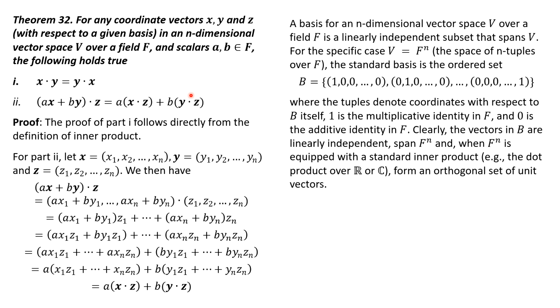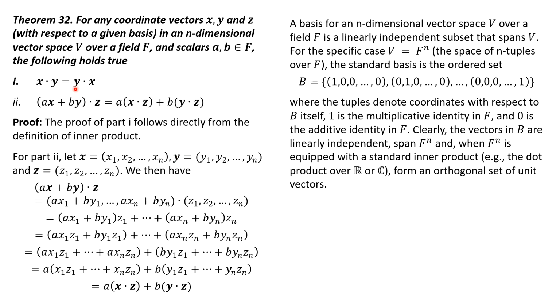I have two different things on this slide, a theorem and then something not directly related to the theorem on this second column. So I kind of squeezed two slides into one here. For any coordinate vectors x, y, and z with respect to a given basis in an n-dimensional vector space V over a field F and scalars a and b, the following holds true. x dot y equals y dot x, and (ax plus by) dot z equals a times x dot z plus b times y dot z.